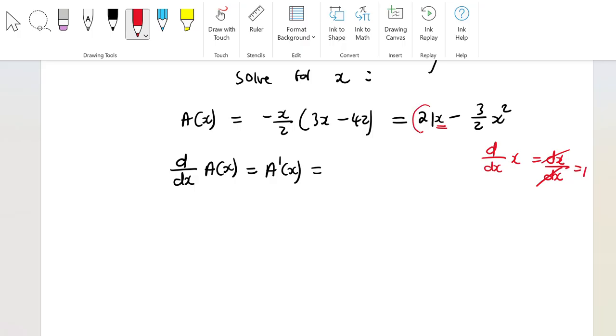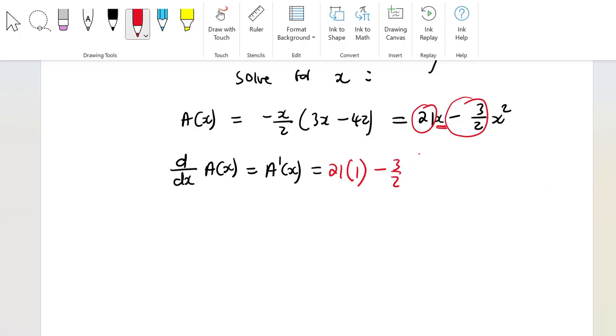Well, I'm going to keep my constant, which is 21, and I differentiate x, which will give me 1, minus 3 over 2 is a constant, right? So I'm going to keep it out of the derivative, and I'm going to differentiate x squared. Well, remember the power rule. When I differentiate x squared, I have to take the 2 and move it to the front and subtract 1 from it, right? So I'm going to have 2 multiplied by x to the power of 2 minus 1. Then my A prime is going to be 21 minus, well, the 2 will cancel the 2.